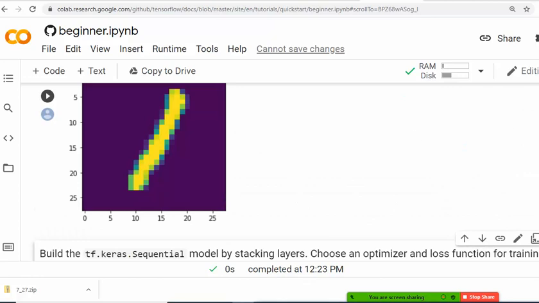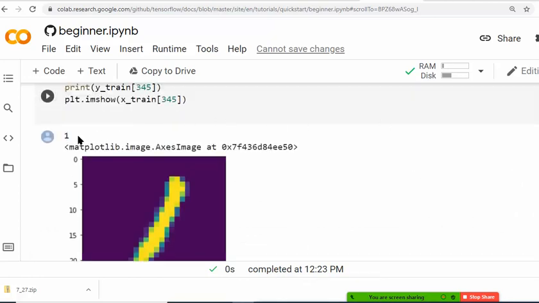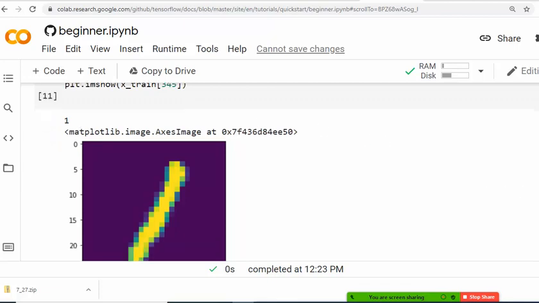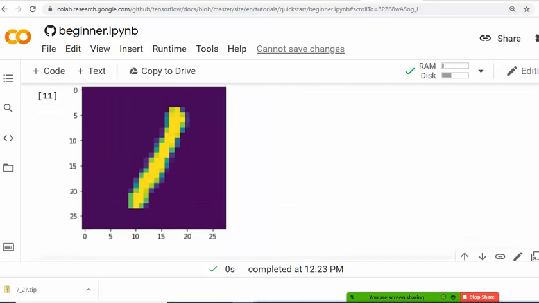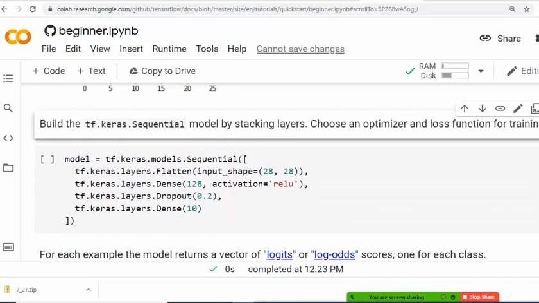All right, so you can see what it looks like. It looks like a 1, and in fact it is a 1. Okay, so the machine is going to be trained to recognize these images. Now you can see that this is not an easy task because this also looks partly like a 7. So the machine has to be very smart.